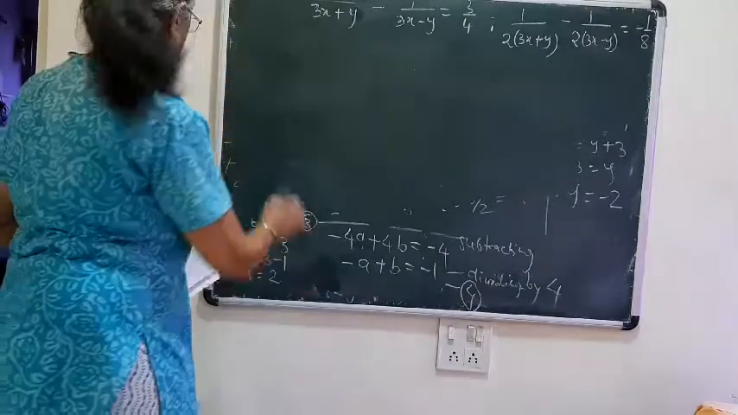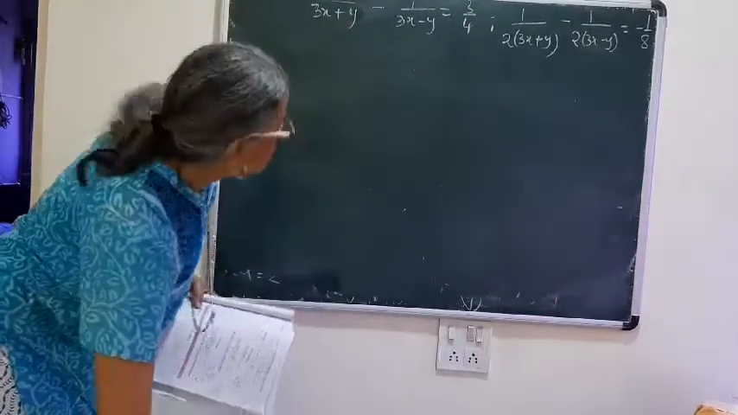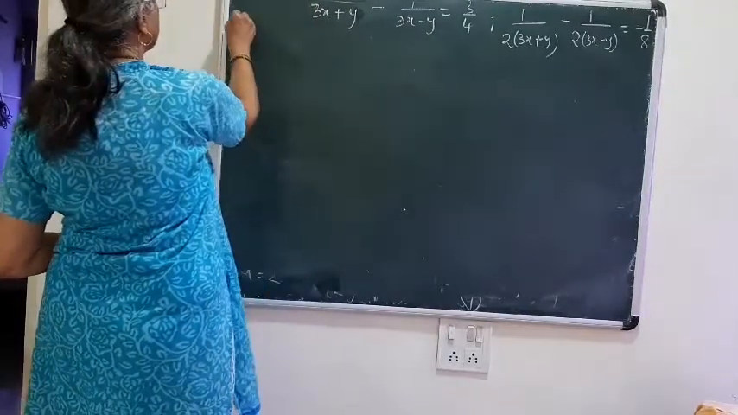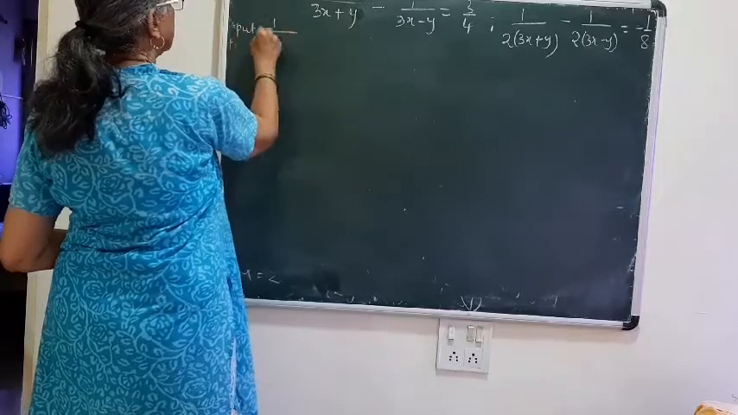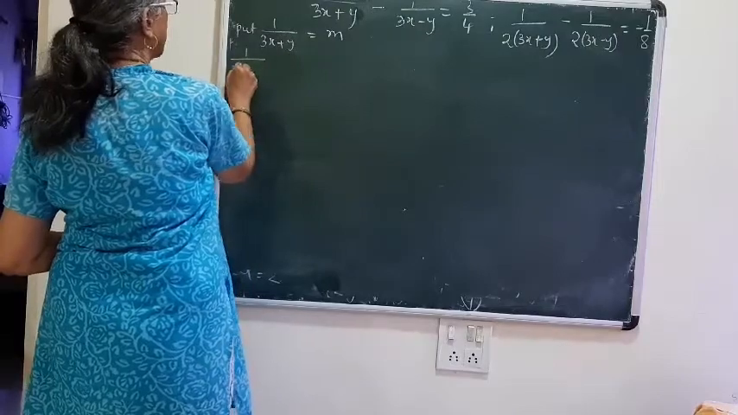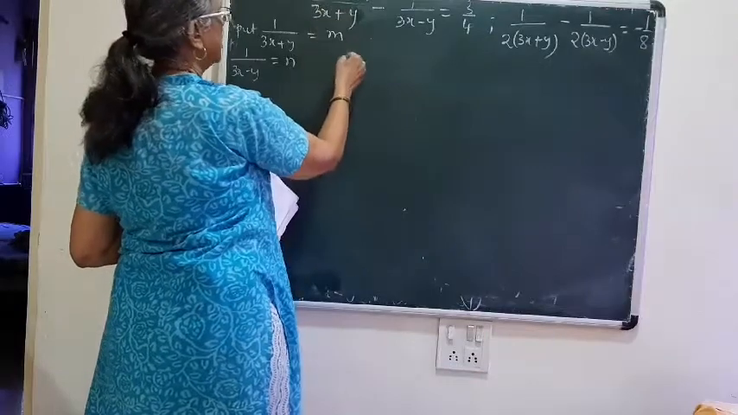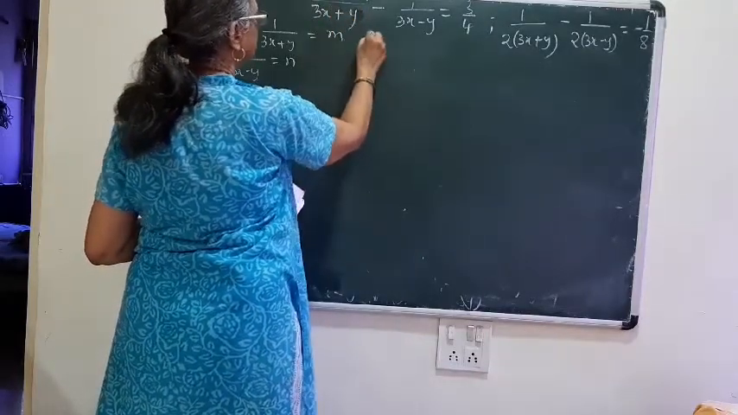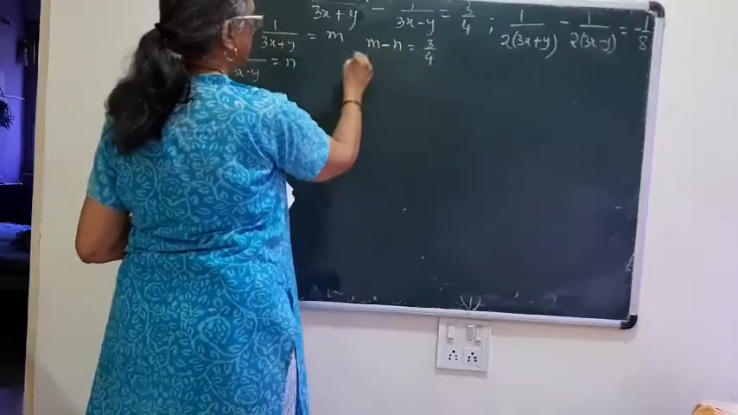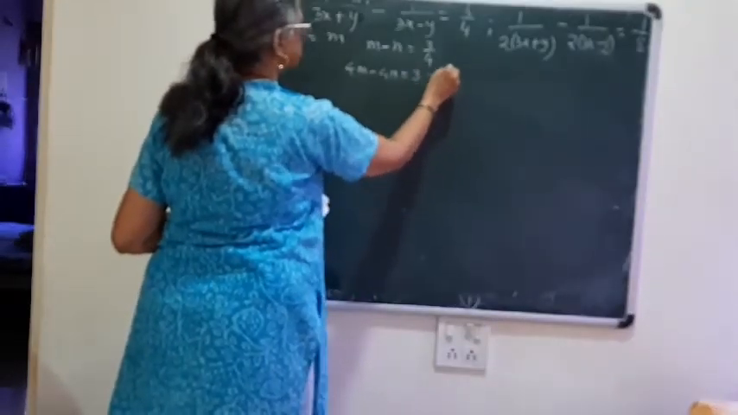Now here the common terms are 1 upon 3x plus y and 1 upon 3x minus y. So we are considering 1 upon 3x plus y as suppose m and 1 upon 3x minus y is equal to n. So now here it is directly given. First equation: 1 upon 3x plus y will be m minus here it is n is equal to 3 upon 4. So we have 4m minus 4n is equal to 3. So this will be your first equation.